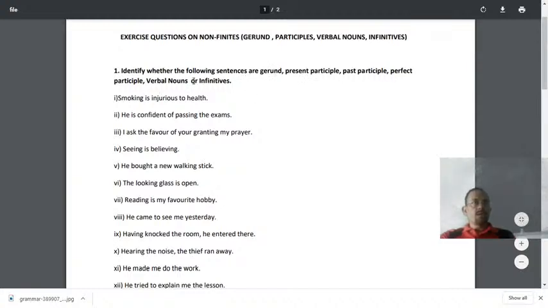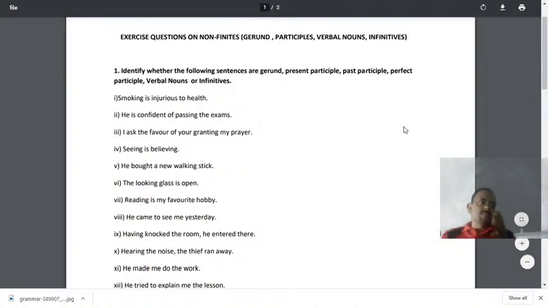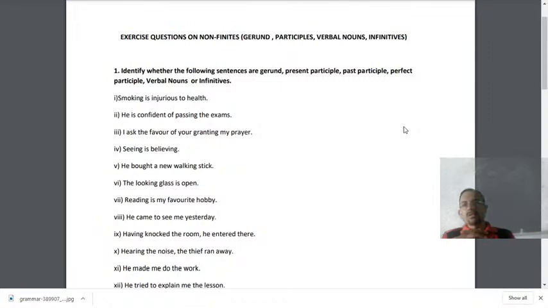verbal nouns or infinitives. Infinitives, dear students, are very simple to understand because they are always preceded by the preposition to. So you should be able to easily identify which one is gerund and which one is infinitive. But the problem will come only when it comes to differentiating between a gerund and a participle. So let's find out whether you are able to do that.